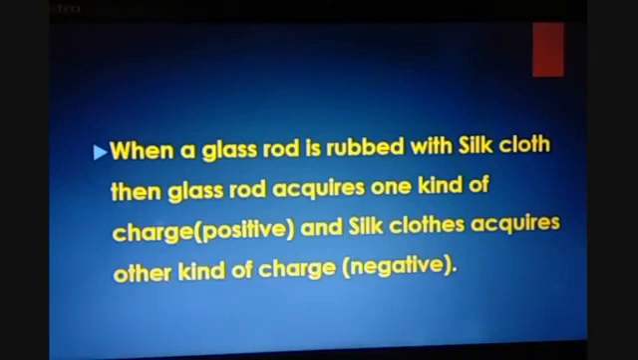When silk cloth is rubbed against the surface of glass rod, then the electrons which were there on the surface of glass rod come out of the orbits in which they were revolving, and hence because the glass rod loses the electron, it becomes positively charged, and the silk cloth that acquires that electron becomes negatively charged.